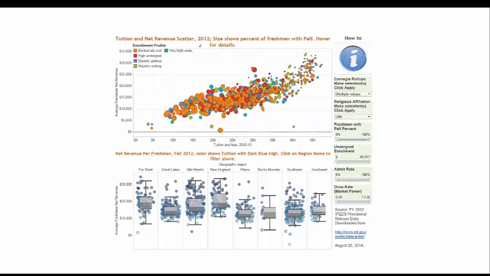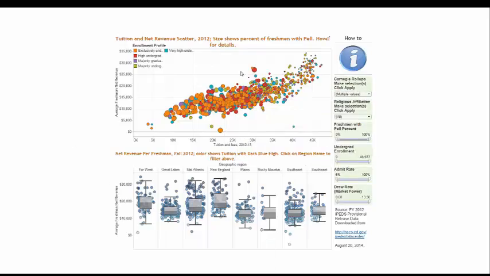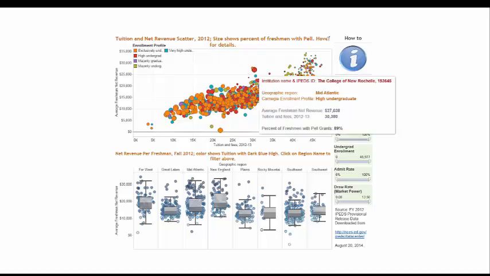So all the universities are represented. You can see down here it's broken out by region, but we can pick a university, New Rochelle for example. I'm not picking on any particular university, but here, Mid-Atlantic, their Carnegie profile is high undergraduate, which is really the focus of what we're looking at. Average freshman net revenue is $27,000 off of tuition and fees of $30,000. But one of the key things to look at is the percentage of freshmen with Pell Grants, which is 89%. So we know that a large number of undergraduates are attending with a high level of financing, potentially debt, going into that.